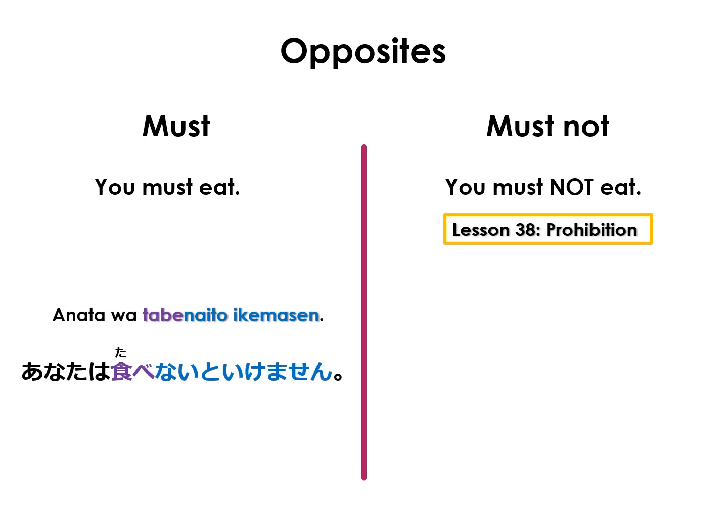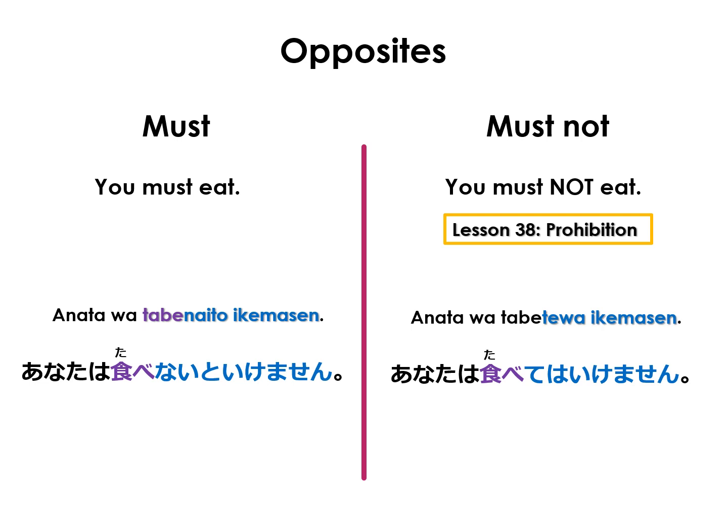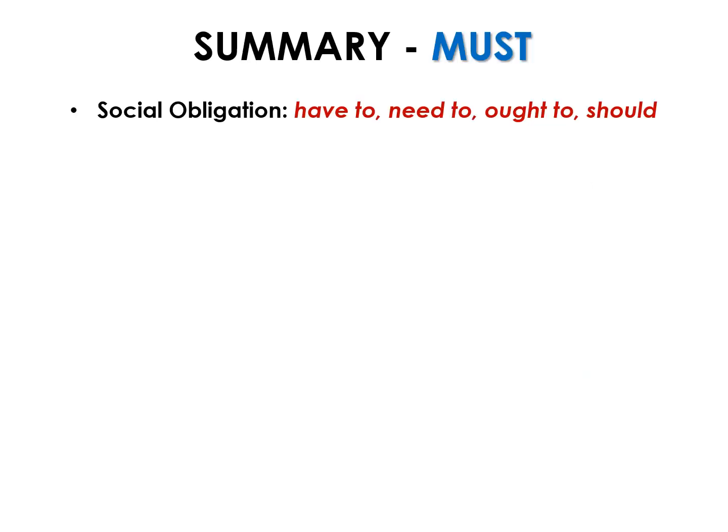So to say you must eat, we can say among the so many options, あなたは食べないといけません。And to say you must not eat in Japanese would be あなたは食べてはいけません。To summarize, in this lesson, we learned how to express must in Japanese. The conjugation expresses social obligation and is synonymous with, in English, have to, need to, ought to, or should.